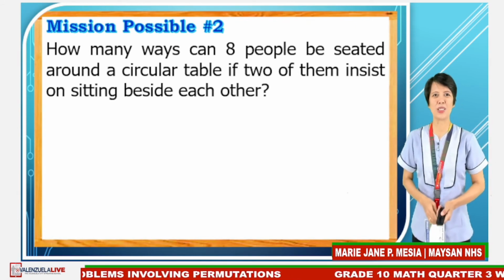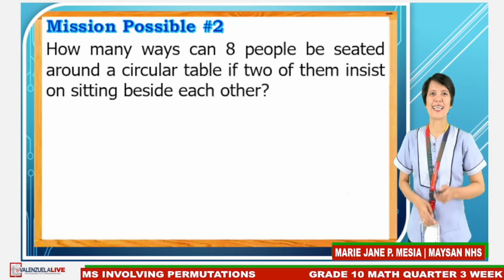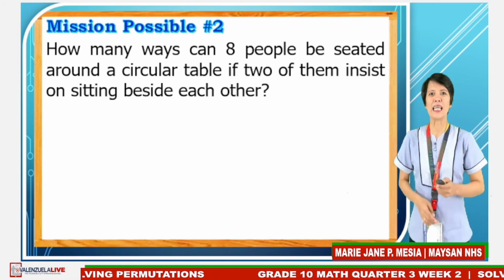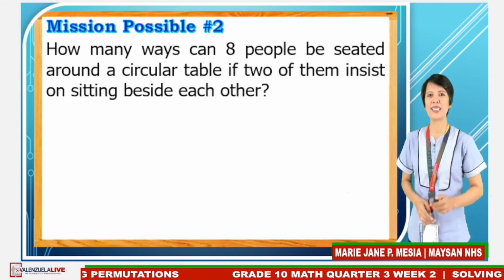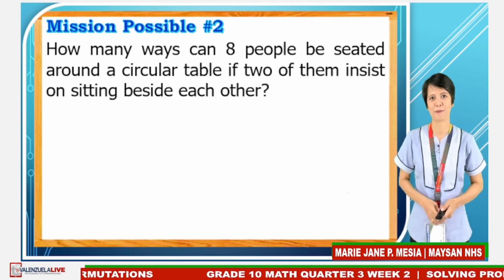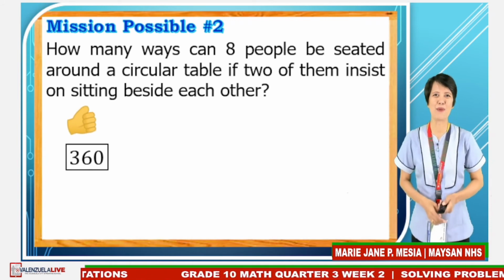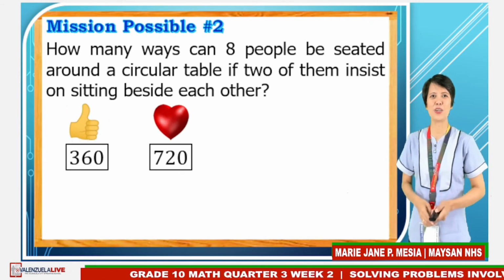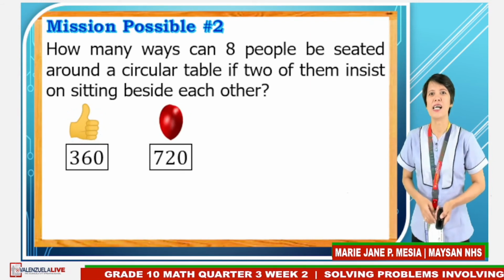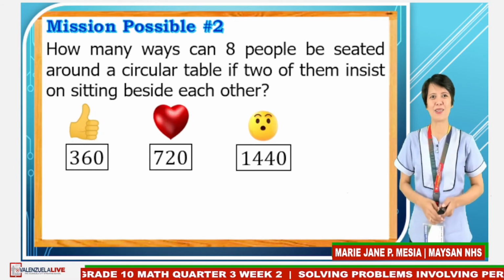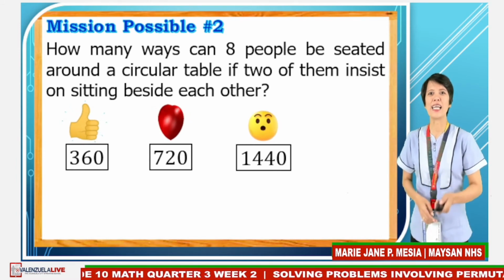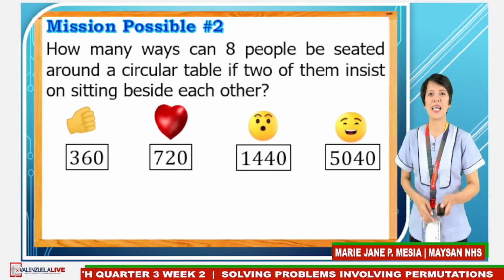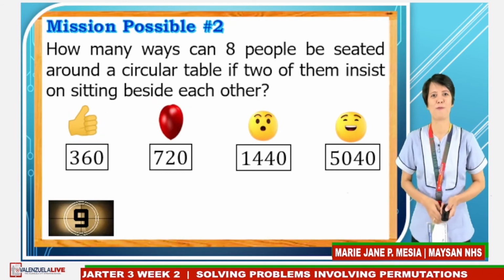Mission possible number 2. How many ways can 8 people be seated around a circular table if 2 of them insist on sitting beside each other? In like emoji, we have 360. In heart emoji, we have 720. In wow emoji, we have 1,440. In haha emoji, we have 5,040. Okay, set the timer now.